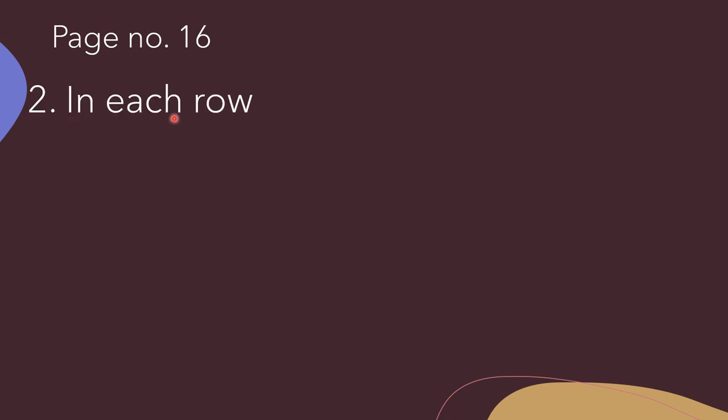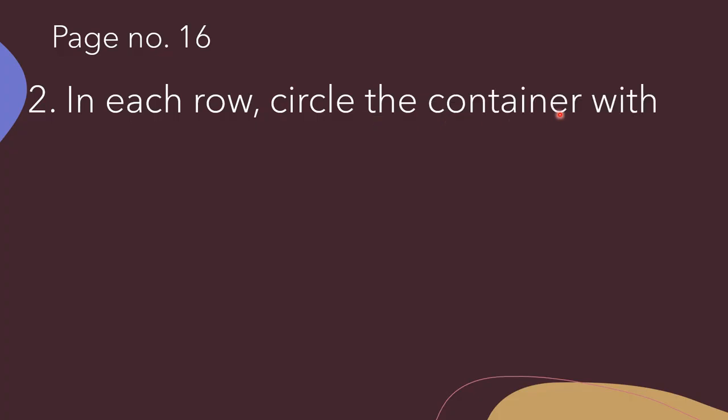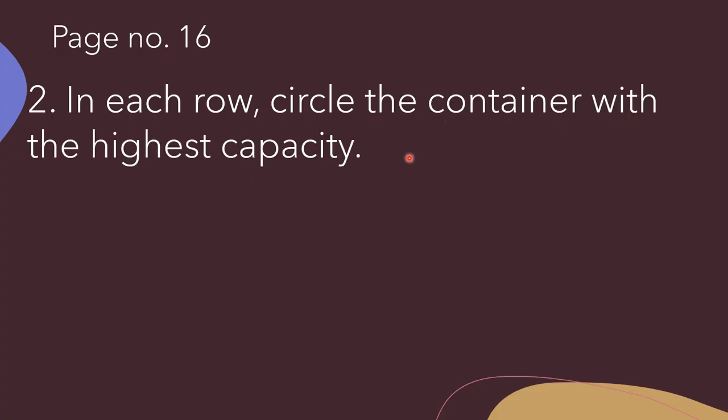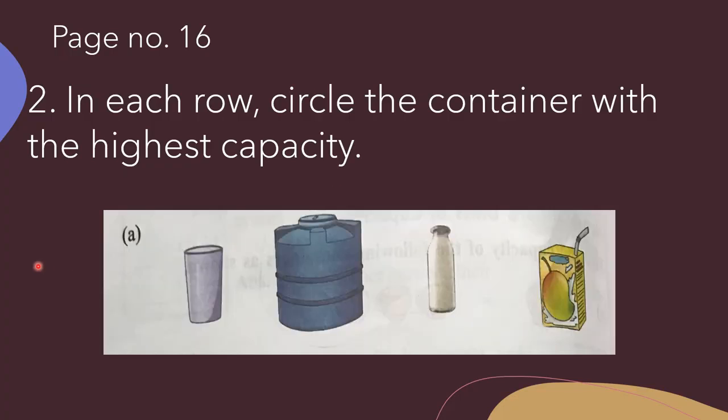Question number 2. In each row, circle the container with the highest capacity. What do you mean by it, beta? We have given 2 rows in this question, and we have to circle the container. What is a container? Beta, a vessel, or anything into which we put liquid things, we call it a container. With the highest capacity, highest means most. So we have to circle the container in which the most liquid can fit. Okay, so let's see what is given to us.